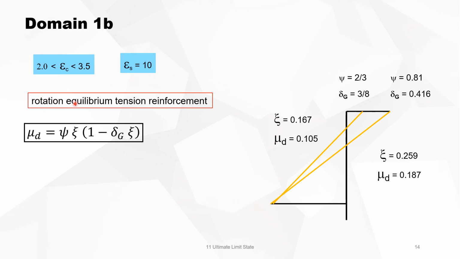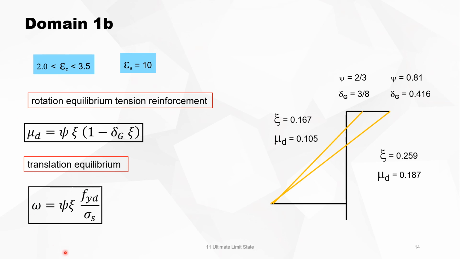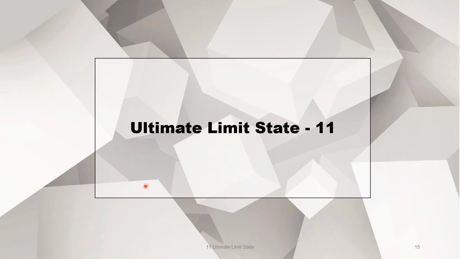Then for the formulas, they are the same. Rotation equilibrium gives you this formula, translation equilibrium this, and the reinforcement is given by this formula. You can now calculate the needed reinforcement of a beam with a maximum strain in the tension reinforcement.